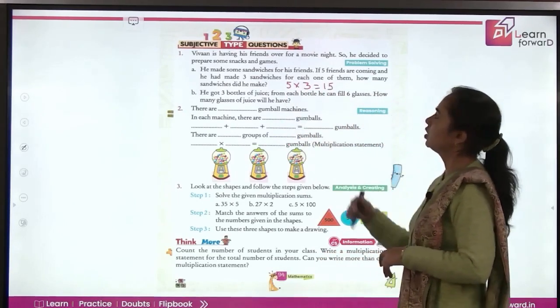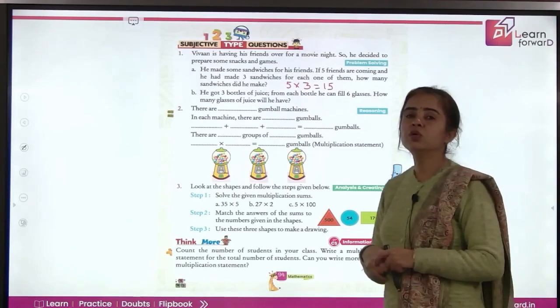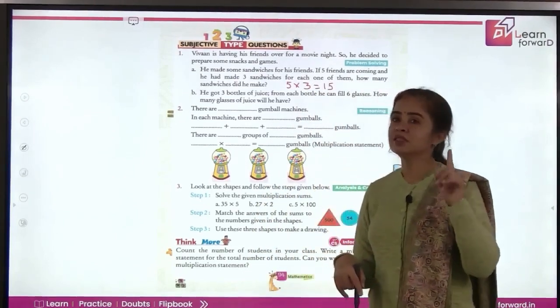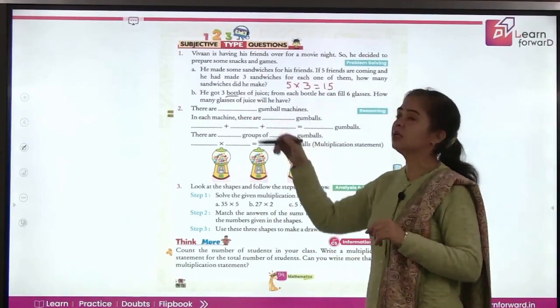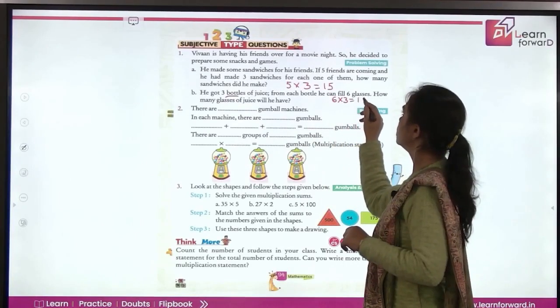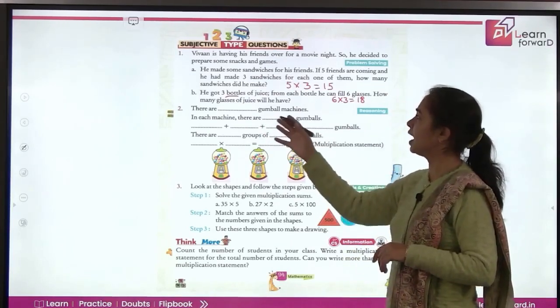He got 3 bottles of juice. From each bottle, he can fill 6 glasses. So, what do you think total how many glasses can he make? From 1, he can make 6. So, from 3 bottles, how many glasses can he make? 6 into 3, which is equal to 18. Easy? Now, there are dash gumball machines.